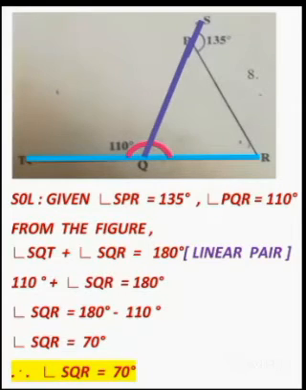Let us transpose 110 to the right hand side. Then what do you get, children? SQR is equal to 180 degrees minus 110 degrees. So angle SQR is equal to 70 degrees. 180 minus 110 is 70 degrees.